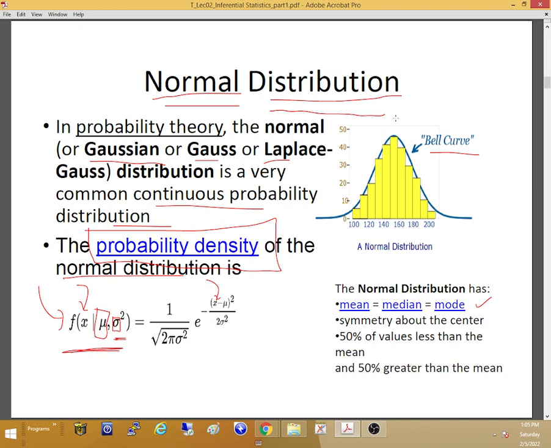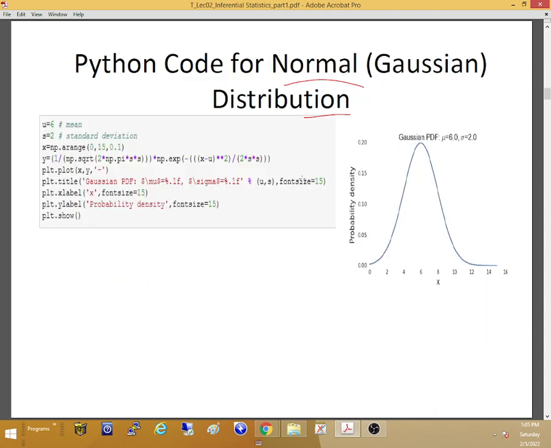Today we will discuss the normal distribution and the standard scaler, which is specifically used in data science for scaling the values. Here is the Python code for normal distribution. Here the mean is 6 and the standard deviation is 2, and we want to find the normal distribution curve for that.